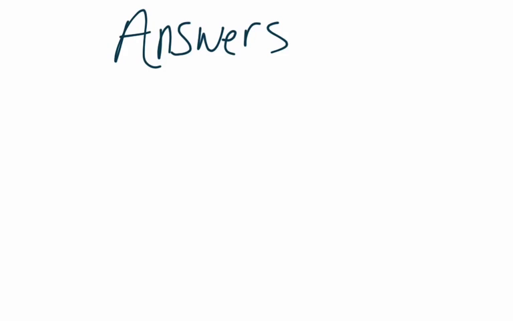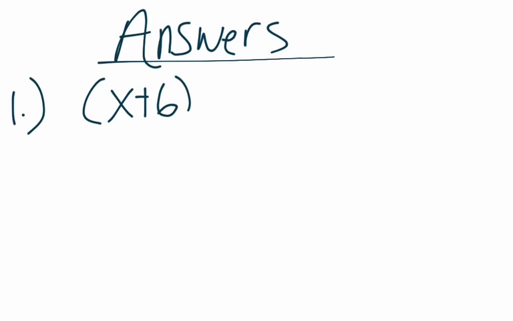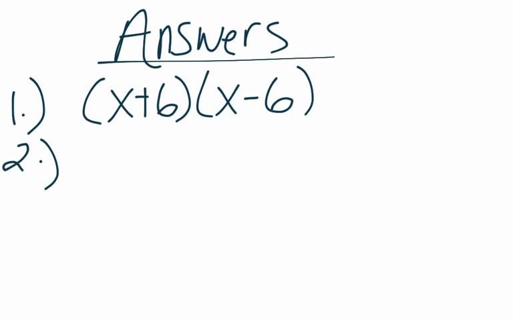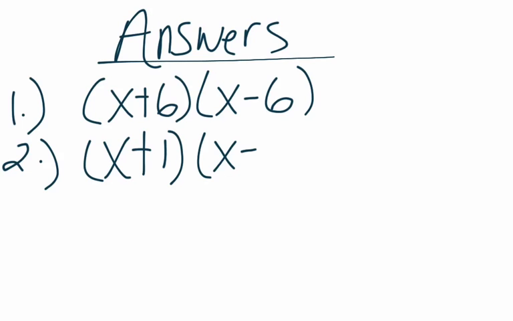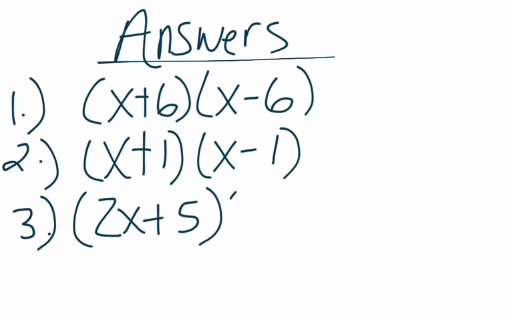And for those that are watching at home, okay, here are the answers so you can check your work. The answer to the first one would be x plus 6 and x minus 6. And if you wrote x minus 6, x plus 6, that's fine. I usually do the positive first. Next one is x plus 1 and x minus 1. And then the third one is 2x plus 5 and 2x minus 5.